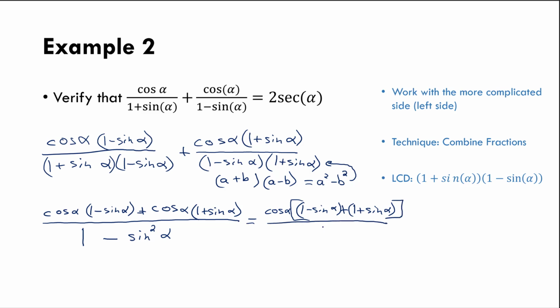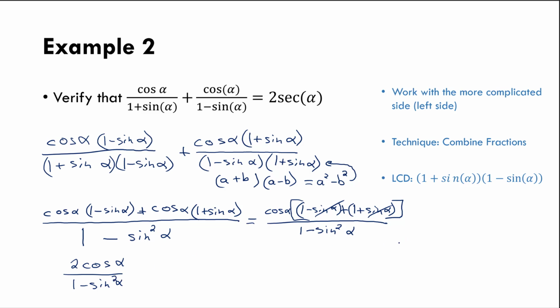All over this 1 minus sine squared alpha. Okay? And we can see here I'm going to have 1 plus 1, and sine alpha minus sine alpha, or minus sine alpha plus sine alpha. So my sine alphas are going to cancel out, and I'm left with just 2 cosine alpha on the top, over 1 minus sine squared alpha, sorry.